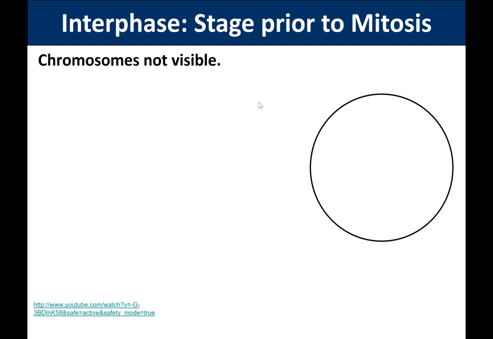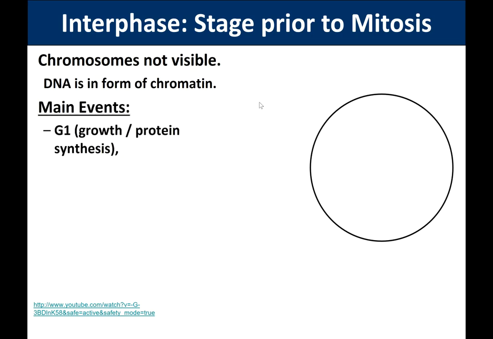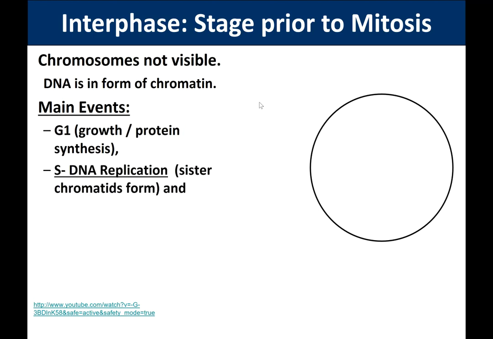Interphase is the stage prior to mitosis. Chromosomes are not visible because DNA is in the form of chromatin. Main events are G1, where growth and protein synthesis occurs, S phase, when DNA replicates, and G2, more growth and protein synthesis. Let's label this cell.